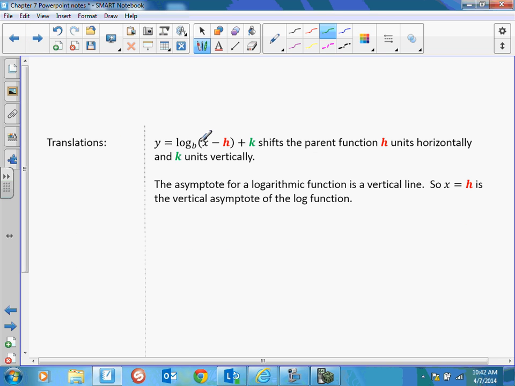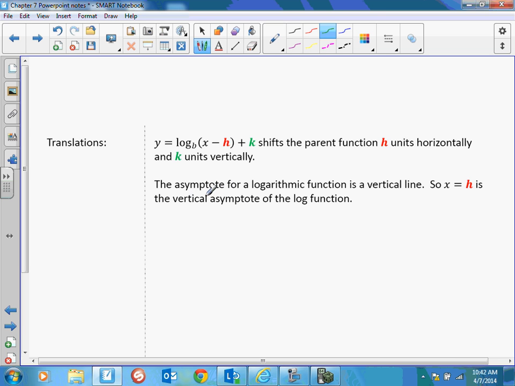All right, translating. Logs can be translated just like anything. With x minus h, if you have x minus a number, it's going to move it to the right. If you have x plus a number, it's going to move it to the left. And then the plus k is what moves it up or down. If it's plus 5, it's going to go up 5. If you have minus 2, it's going to go down 2. So that's how you transform a parent function.